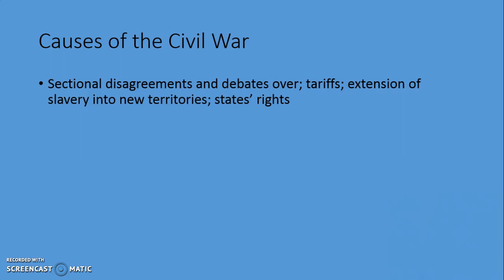Extension of slavery into new territories. There are many new territories coming up in the United States during this time, and those in the North did not want slavery going into those territories, whereas the South did. It became a political issue, not an abolitionist issue from the North and the South's perspective.